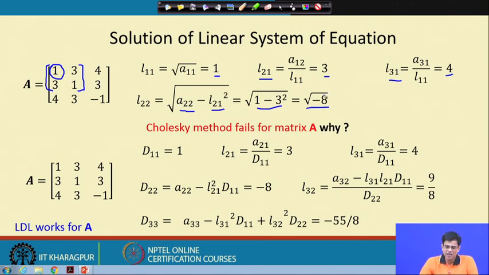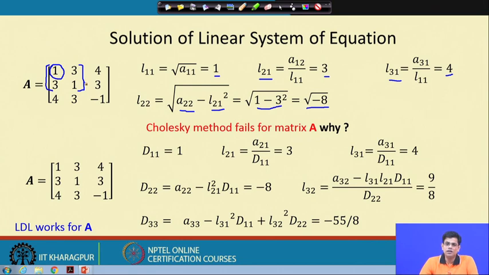So, that is why this matrix cannot be said to be positive definite. But very interestingly, the determinant of the whole matrix is positive. If you compute the determinant of the whole 3 cross 3 matrix, it is positive. But the second upper left submatrix, 1, 3, 3, 1, does not have a positive determinant.